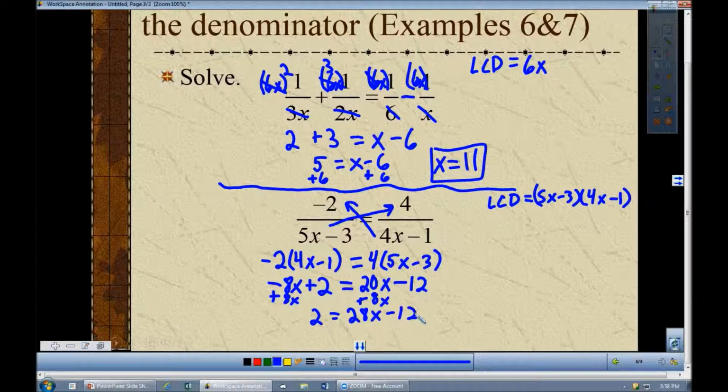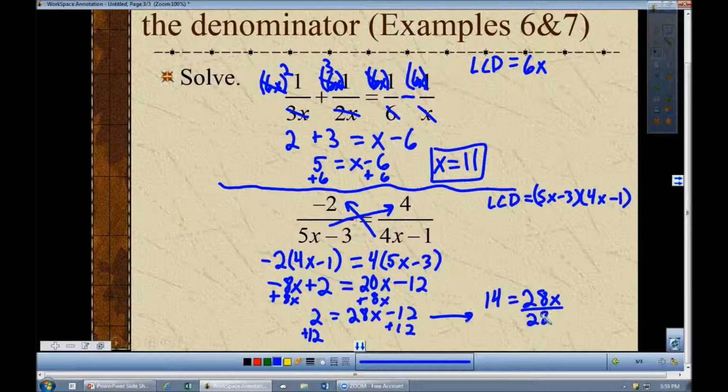Now I'm going to get all the numbers to one side of the equation by adding 12 to both sides. 2 plus 12 is 14, so I have 14 equals 28x. Divide both sides by 28, and our answer is that x is equal to 1/2. 14 divided by 28 is the same as 1/2.